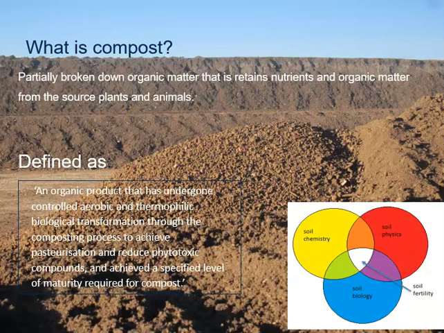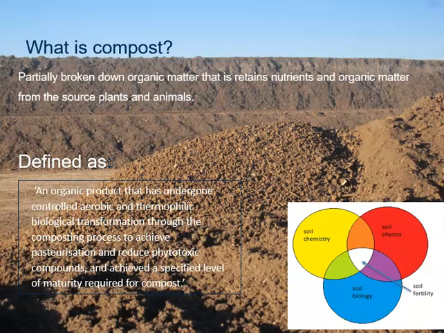So what exactly is compost? Compost is defined as an organic product that has undergone controlled aerobic and thermophilic biological transformation through the composting process to achieve pasteurization and reduce phytotoxic compounds and achieve the specified level of maturity required for compost.